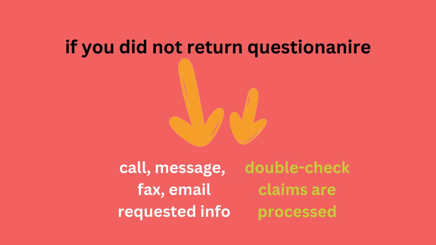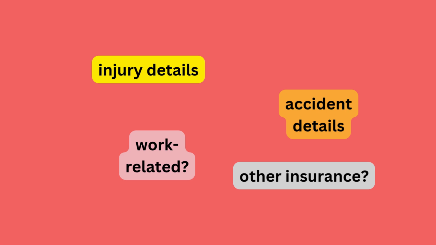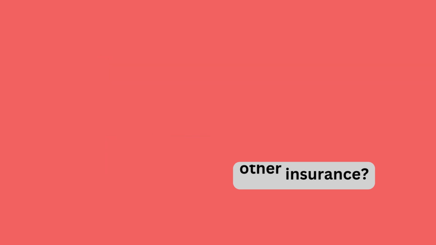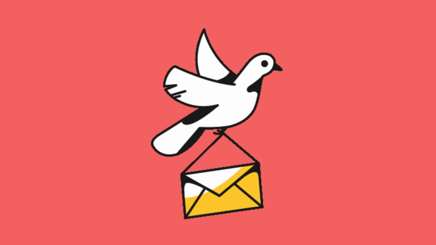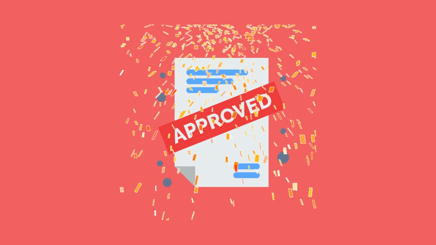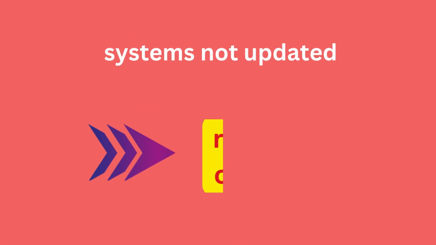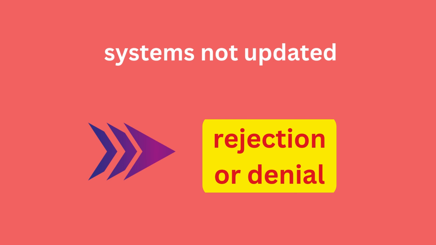And if you did not return a questionnaire, whether asking you for coordination of benefit or injury details, please do so as soon as you can. Yes, you can call, fax, email, send a message through the online portal, or even possibly send a pigeon carrier, but do it. And of course, down the line, maybe 30 days later, make sure that any denied or rejected claim has now been processed. Because if the systems are not updated, well, you will still get the same rejection or denial.